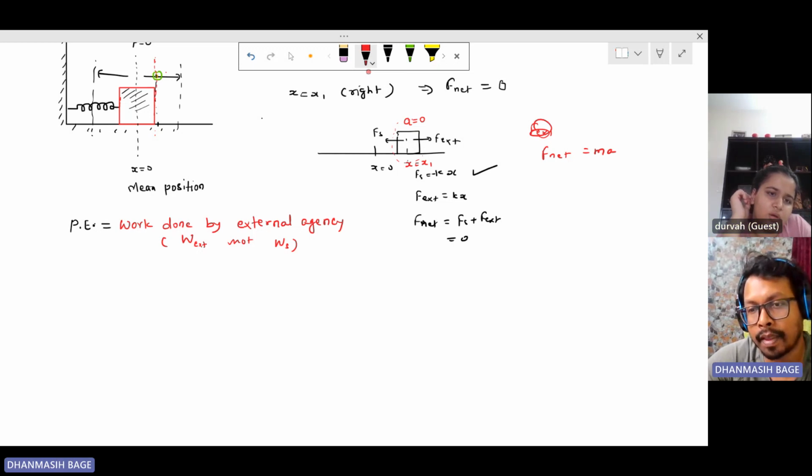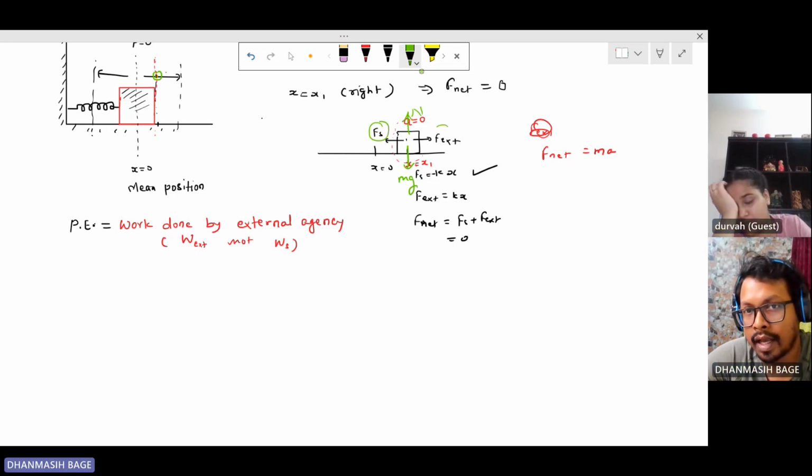And F net is equal to what? The vector sum of all the forces acting on it, right? So gravity we are not taking into account, and normal reaction, because they cancel out each other. So we will not take that into account. Horizontally, only two forces are acting on it: the spring force and the force that you are applying.